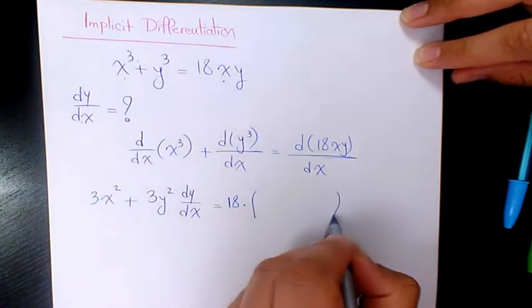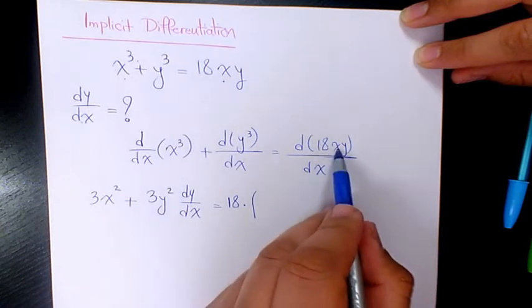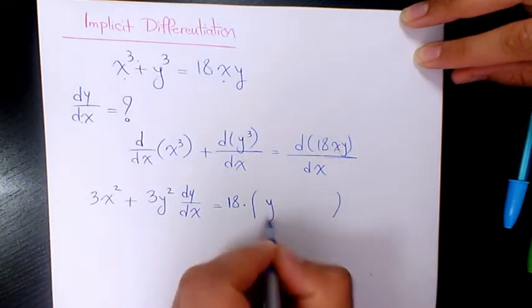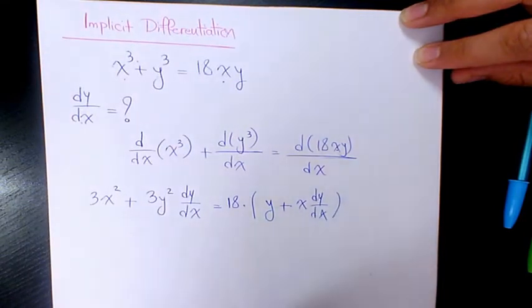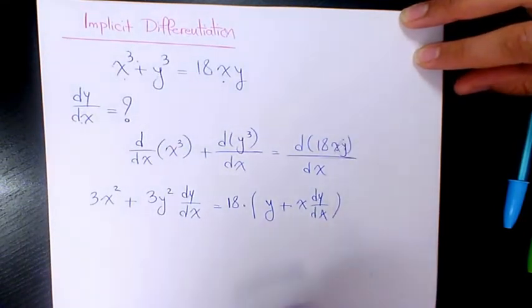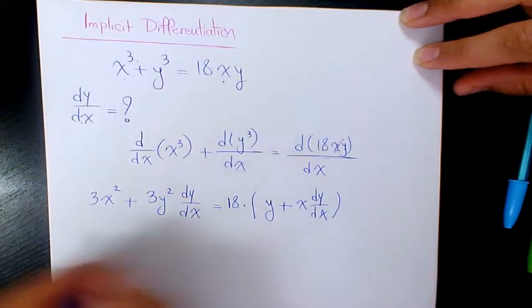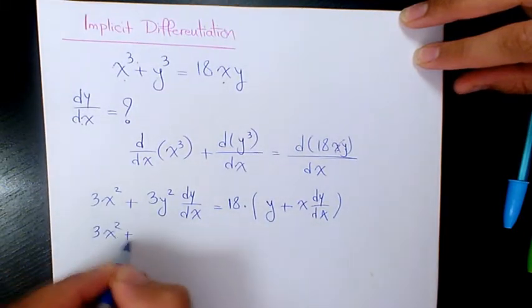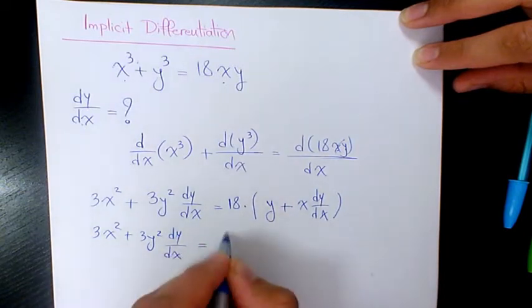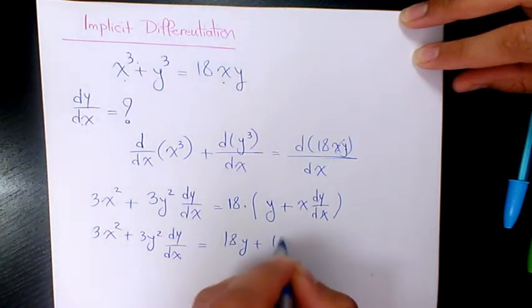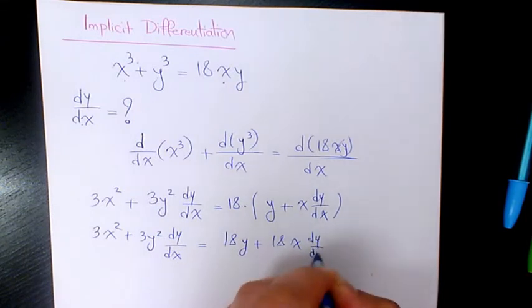We need to use the product rule. The derivative of x is 1 times y, plus x times the derivative of y with respect to x, because we need to use the product rule. Now what I can do is simplify it. That's 18y plus 18x dy over dx.